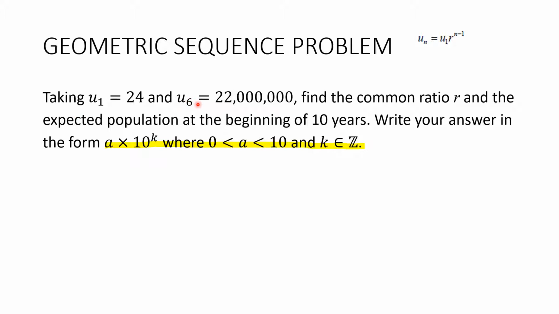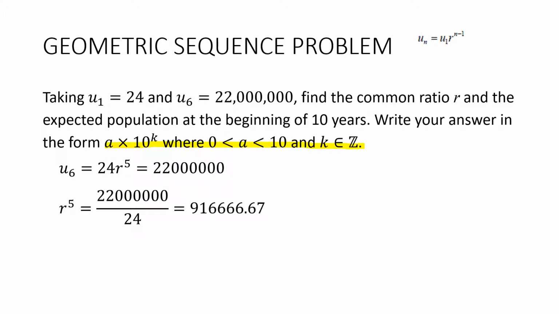Okay, back to the question. Okay, we've got u6 is equal to 22 million. We happen to know u1 in this case is 24, so let's substitute that in. 24 r to the 6 minus 1 equals 22 million. Let's solve for r. So divide both sides by 24. I get r to the fifth is equal to 916,666.67.